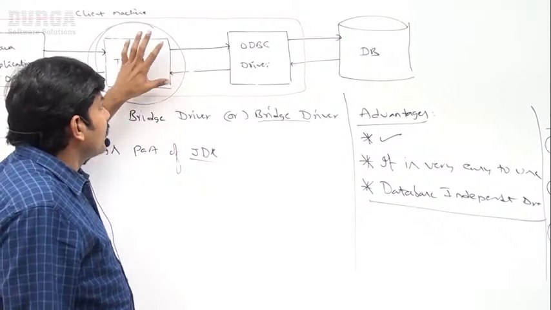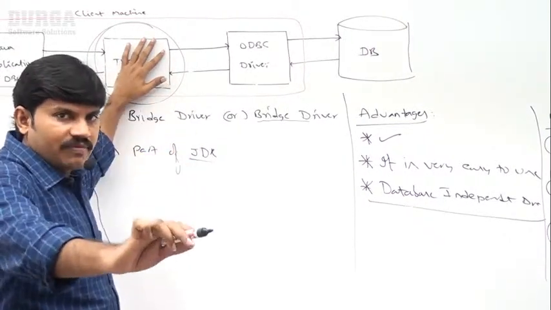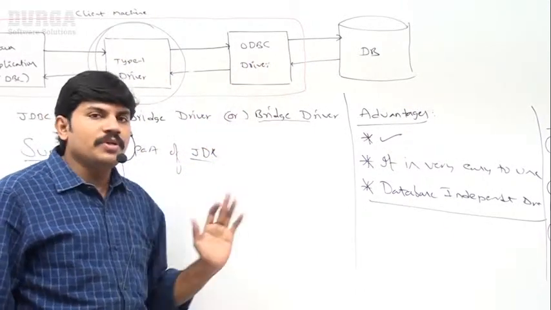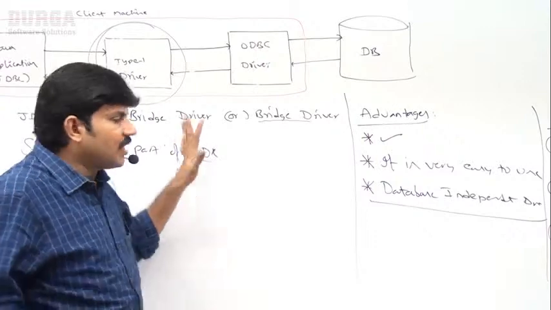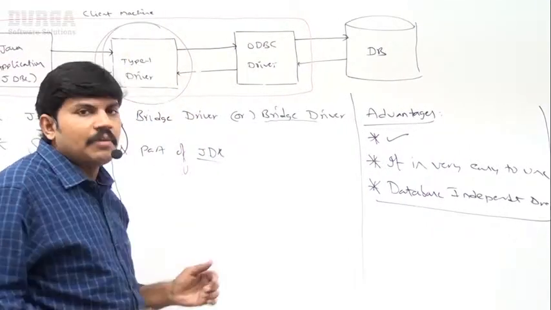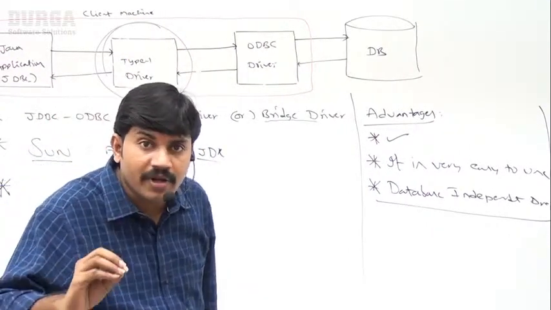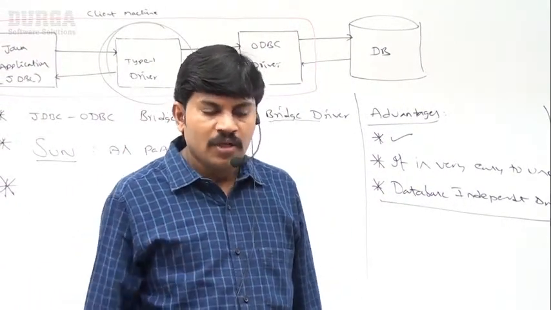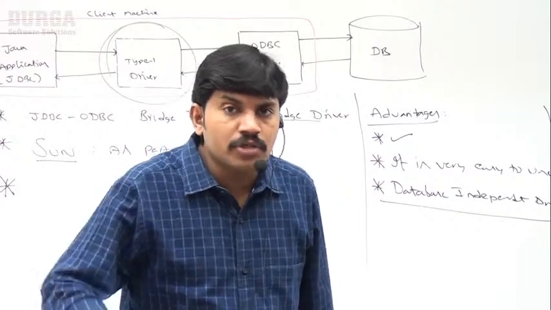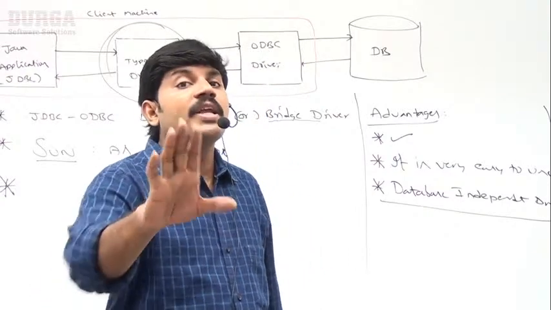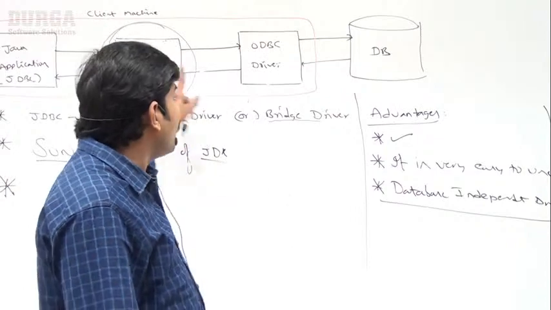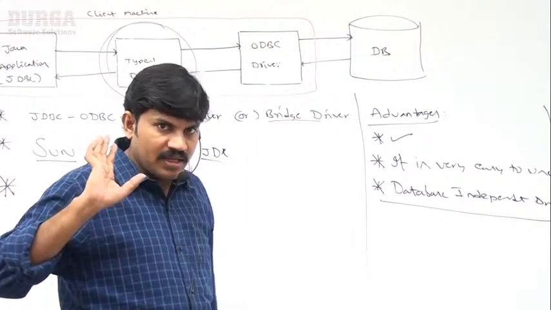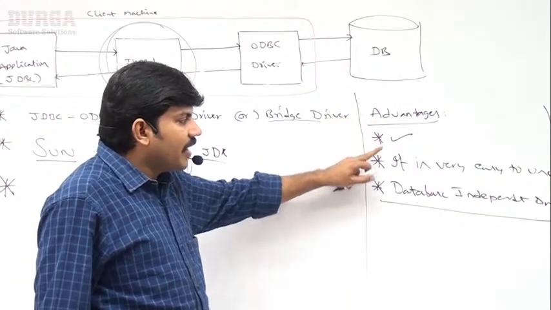It is a database independent driver. If there is any database dependency, who is going to take care, sir? The ODBC driver is going to take care. Remember this one. That's why it is a database independent driver. Migrating from one database to another database becomes very easy. Today I am using Oracle, sir. No, I don't want Oracle, I want to use MySQL. Then migration automatically becomes very easy, because the type 1 driver never communicates with the database directly. Clear for all of you, right? That's all, these are the advantages.